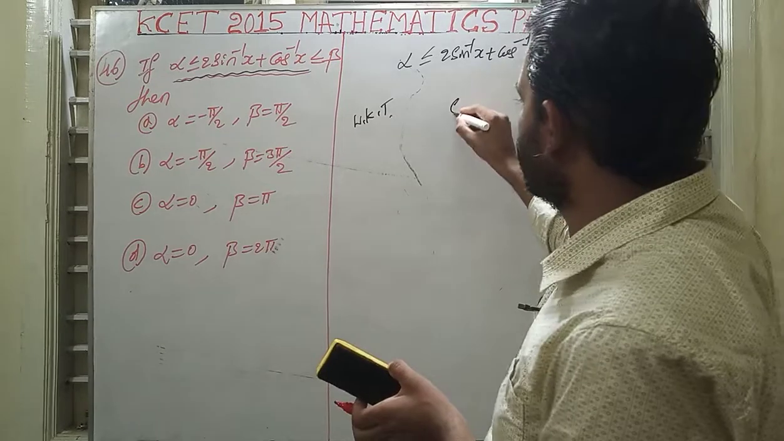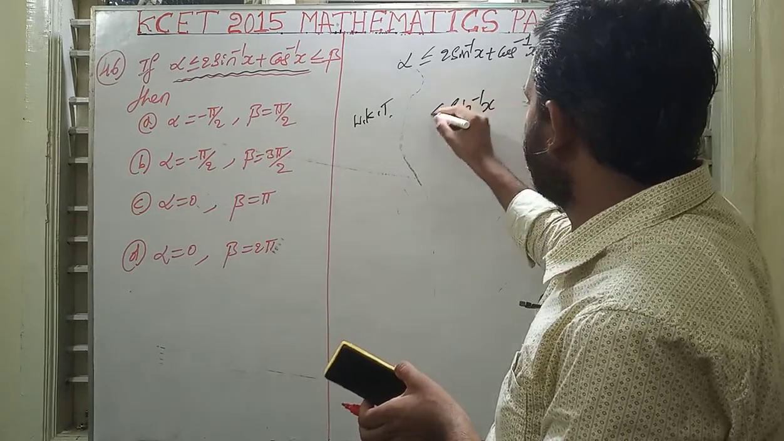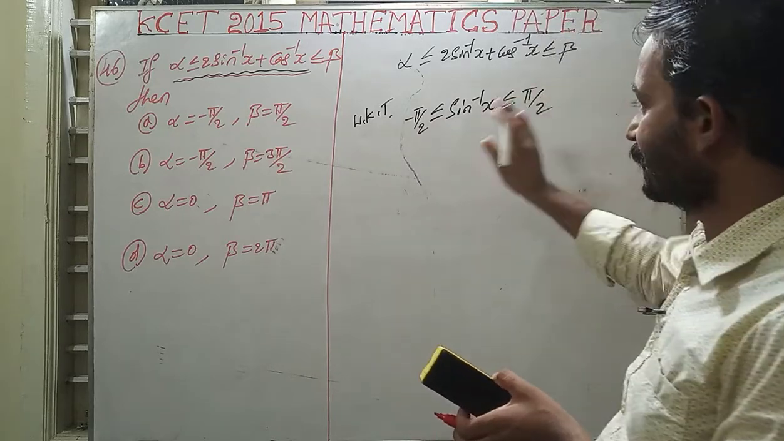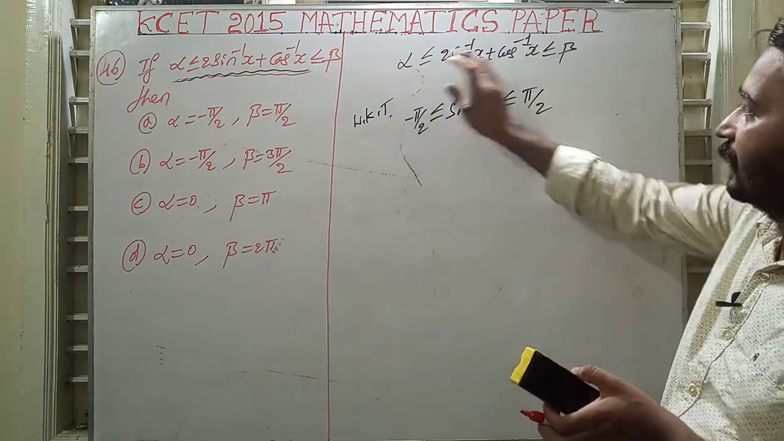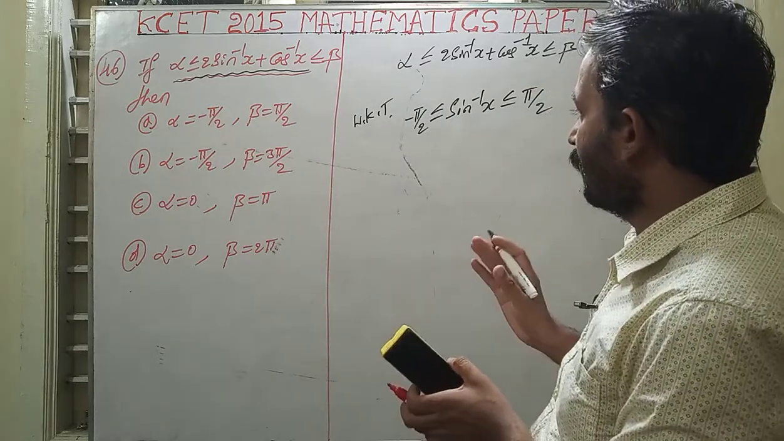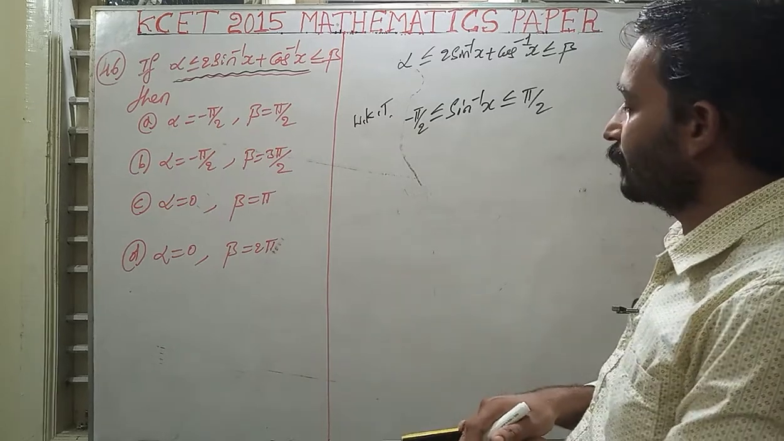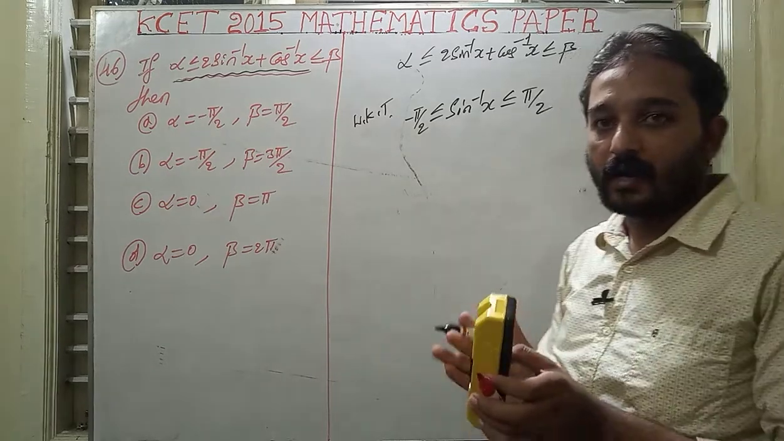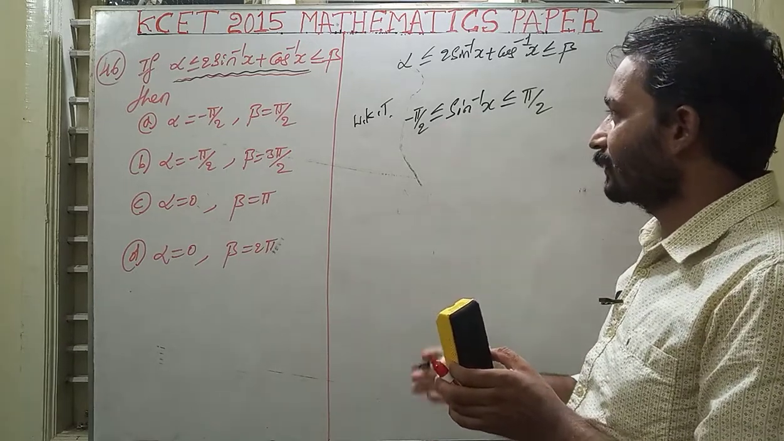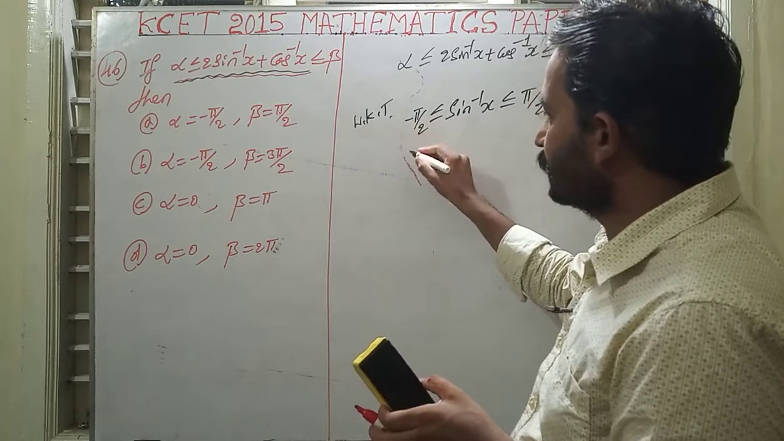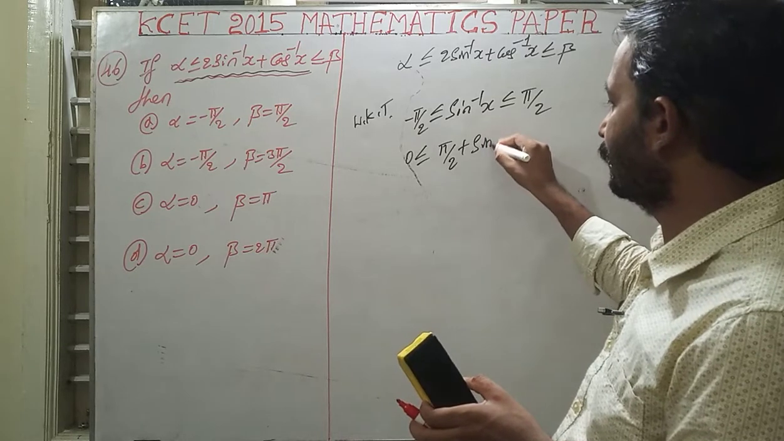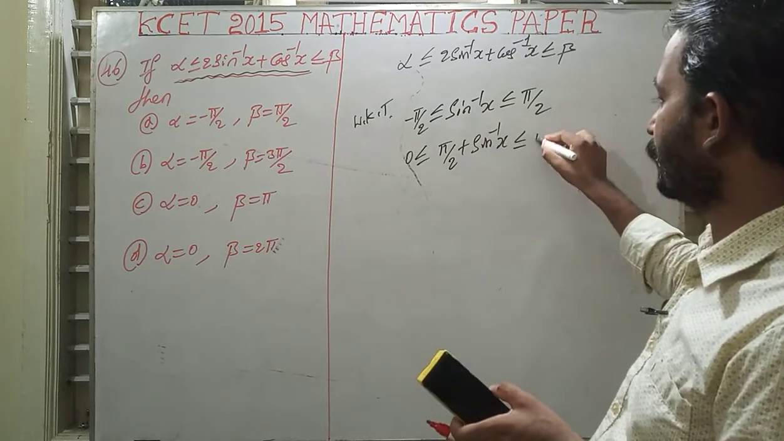So the range of sin inverse x is greater than or equal to minus pi by 2 and less than or equal to plus pi by 2. Using this condition we have to find alpha and beta easily. Here, add pi by 2 to all the terms. Pi by 2 is a positive term, so adding it to all terms does not alter the inequality. Minus pi by 2 plus pi by 2 is 0, pi by 2 plus sin inverse x, and pi by 2 plus pi by 2 is pi.